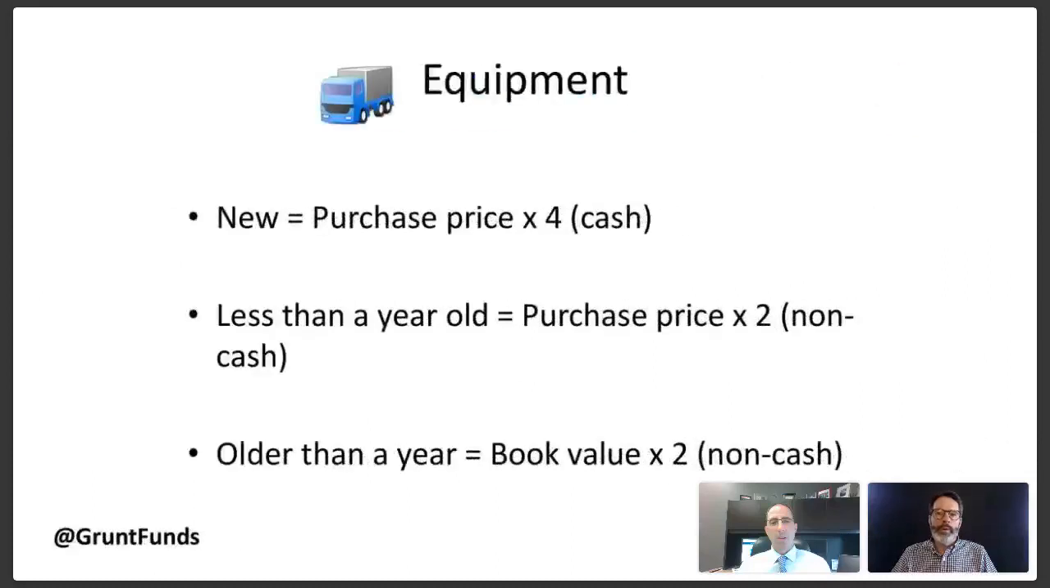Equipment, a new piece of equipment is purchased for the company. If it's not reimbursed, it's times 4. If it's less than a year old, I use the purchase price. If it's more than a year old, I use the book value, whatever the resale value is. Those are non-cash contributions. Everything has a fair market value.